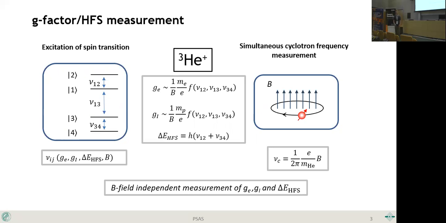The cyclotron frequency is just the precession frequency of a charged particle inside a magnetic field that is directly proportional to the B field. So by using this, we can invert this and extract the g-factors and the hyperfine splitting. And you can already see this hyperfine splitting constant is just the sum of the two frequencies here. And it's essentially magnetic field independent, which makes it a bit more accurate to determine in our experiment.